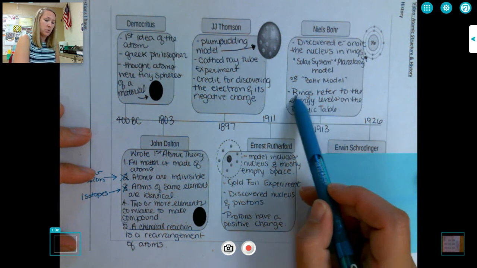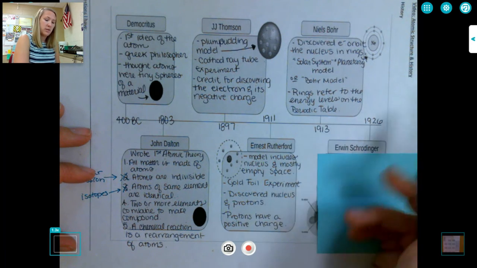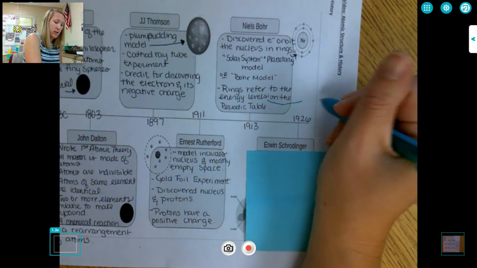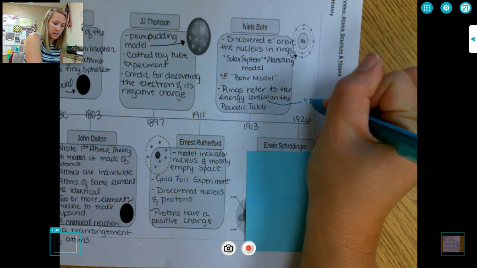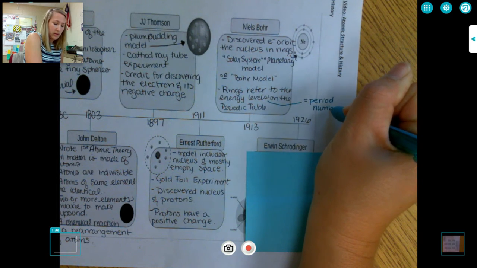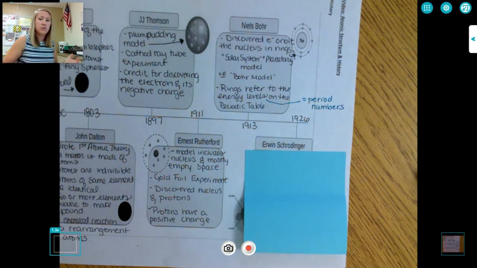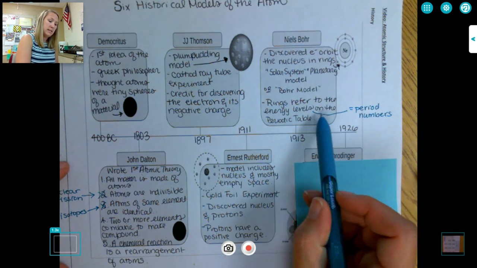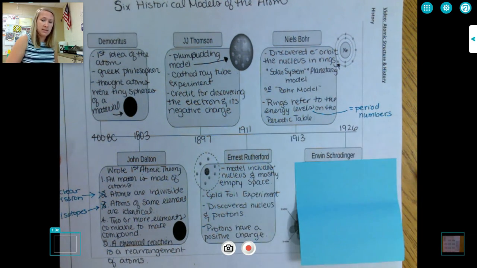Here, he said that the rings refer to the energy levels on the periodic table, and energy levels equal our period numbers. So eventually we will go ahead and we'll be able to draw Bohr models of all of our elements. But until then, we'll refer back to this.